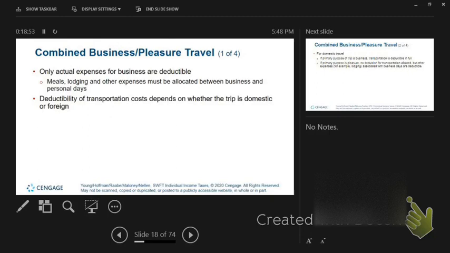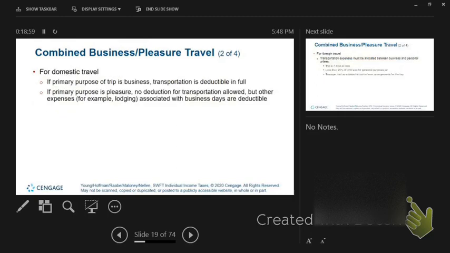So deductibility on transportation costs on the airfare depends on whether it's foreign or domestic. If domestic, and the purpose of the business trip is business, which is usually why most of us tag on extra days, because we're going on a business trip that happens to be a cool place, all right? So we stay an extra couple days. Transportation is fully deductible because we're going there for the purpose of business. If its primary purpose is pleasure, no transportation is allowed.